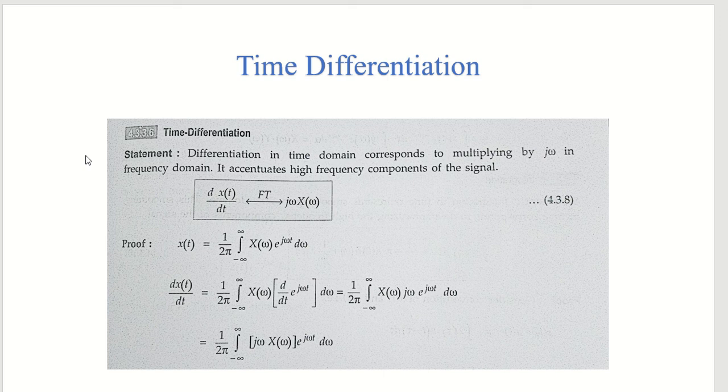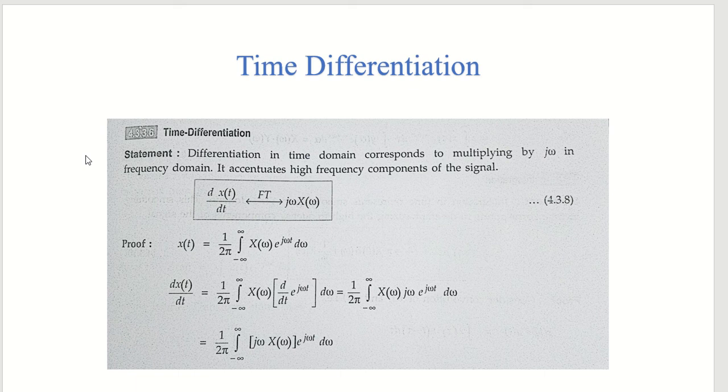Now what you will do, you will take differentiation of x of t. So dx by dt will look like 1 by 2 pi will remain as it is, minus infinity to infinity X of omega. Now what is the d by dt of e raised to j omega t d omega? So you will get j into omega into e raised to j omega t, right? That is the differentiation of e raised to j omega t with respect to t, not omega, since in the Fourier integral the variable of integration is omega.